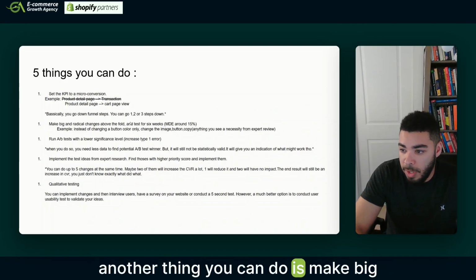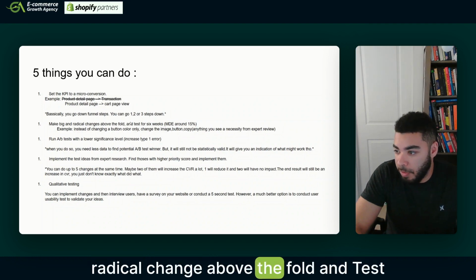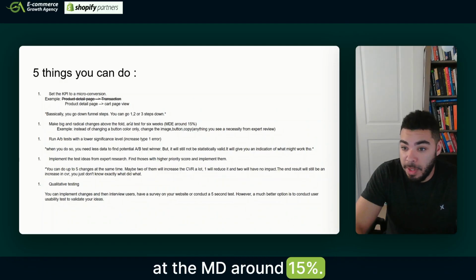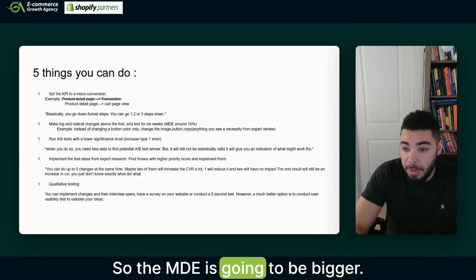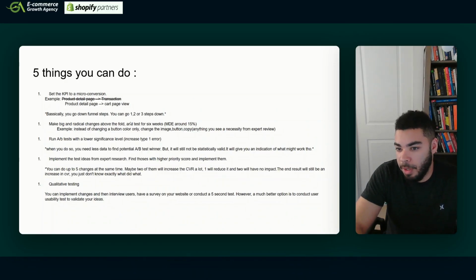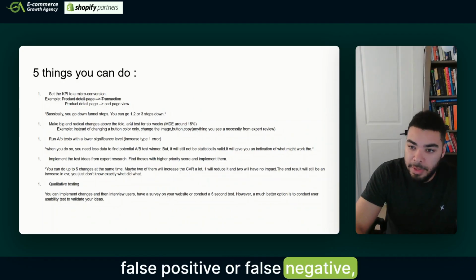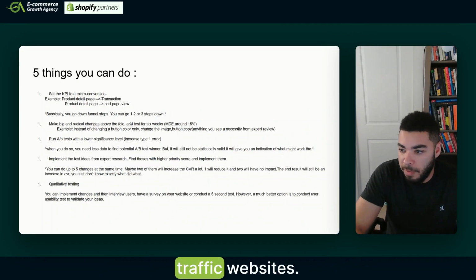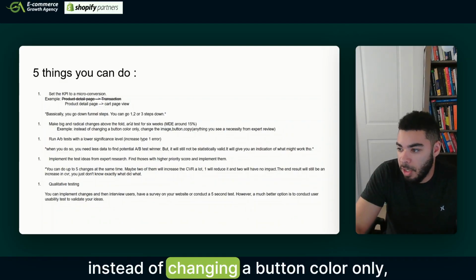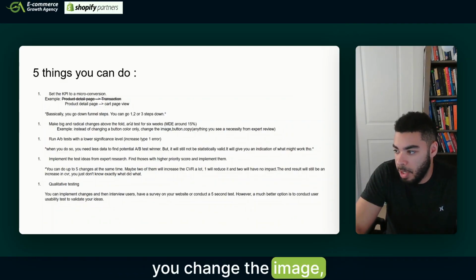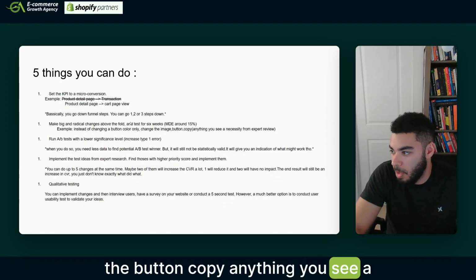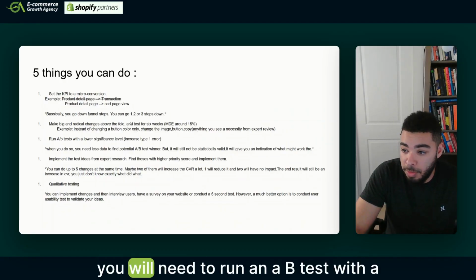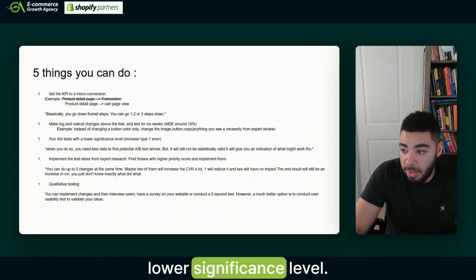Another thing you can do is make a big radical change above the fold, and test for 6 weeks at the MDE around 15%. So the MDE is going to be bigger, so the chances of a false positive or false negative are going to be higher. But yeah, that's just the way we do it with low traffic websites. Example, instead of changing a button color only, you change the image, the button copy, anything you see a necessity for from the expert review. Step number 3, you will need to run an A/B test with a lower significance level.